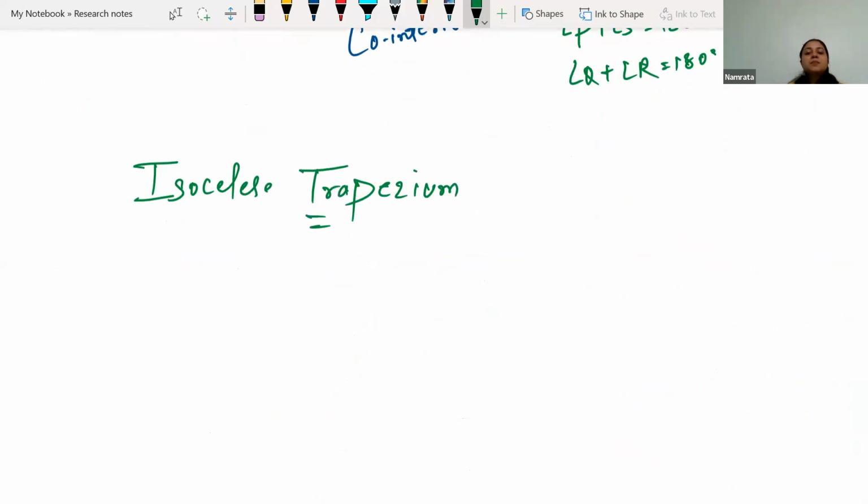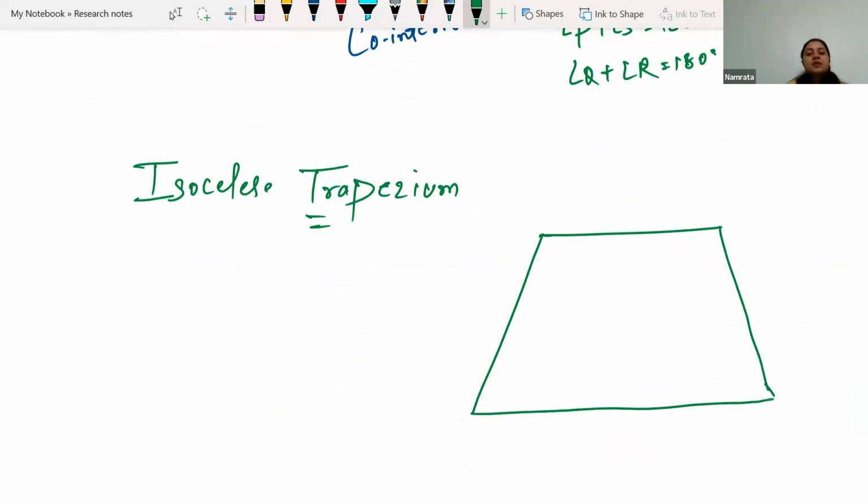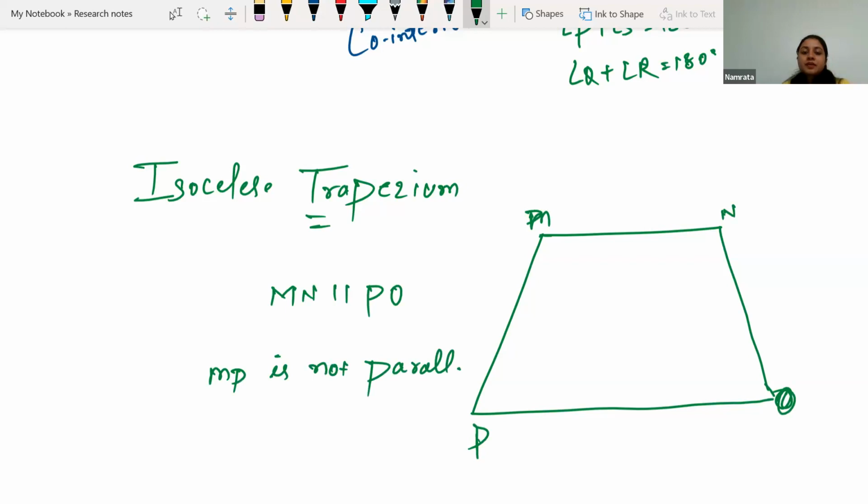Now, an isosceles trapezium is just one kind of trapezium at first. Here, there must be a pair of parallel sides. So again, let's say the vertices are M, N, O, P. There must be a pair of parallel sides and a pair of non-parallel sides. So here MN is parallel to PO, as you can see in the figure itself. And MP is not parallel with NO. These two are not parallel with each other.